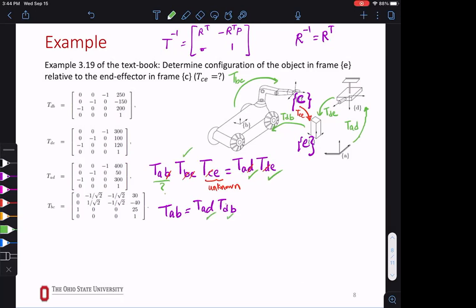So this is one way to look at it. So what you have might not be wrong, because there are different ways of looking at this. So I'm gonna replace it with TAD, TDB, then TBC, TCE is TAD, TDE, right? This is still unknown. How can I find this unknown? I have everything else.